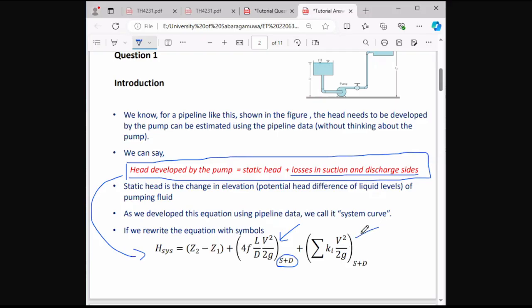Then component losses. This equation we can write according to the Darcy equation, the Darcy formulas.